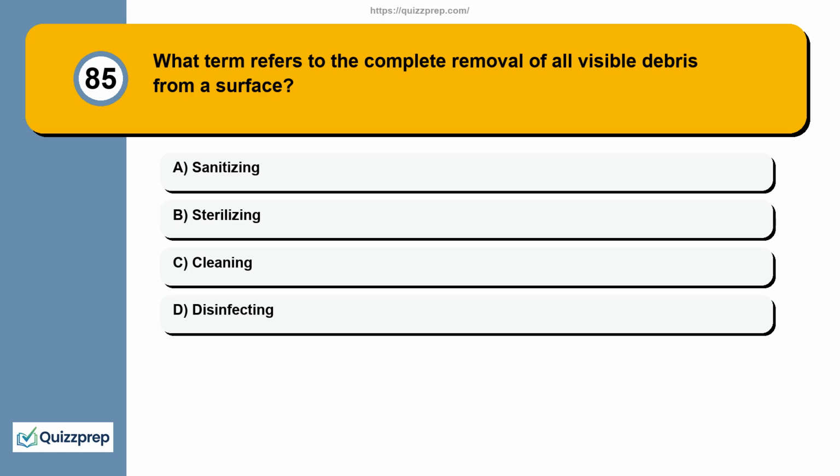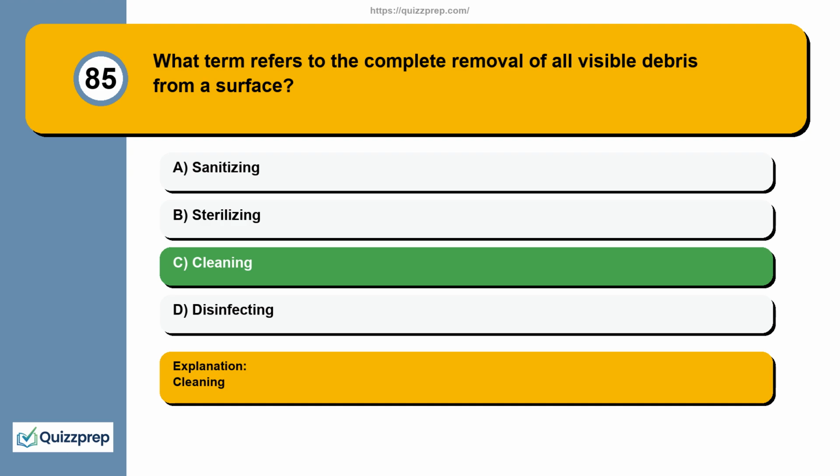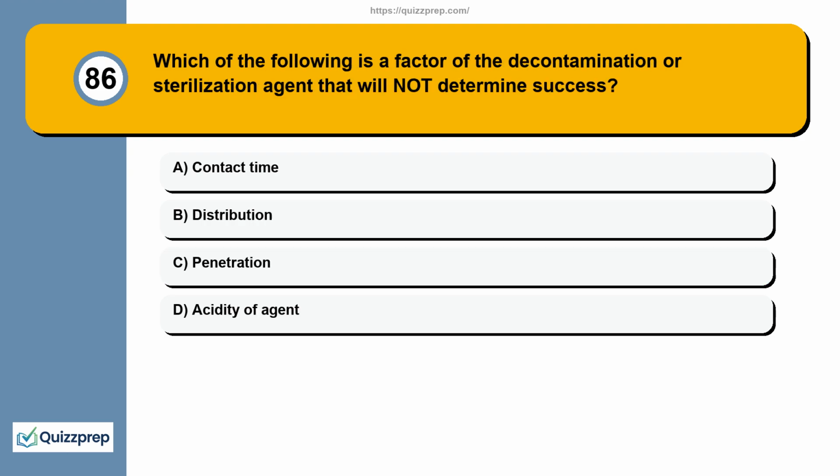Question 85. What term refers to the complete removal of all visible debris from a surface? Option A, sanitizing. Option B, sterilizing. Option C, cleaning. Option D, disinfecting. The correct answer is option C, cleaning.